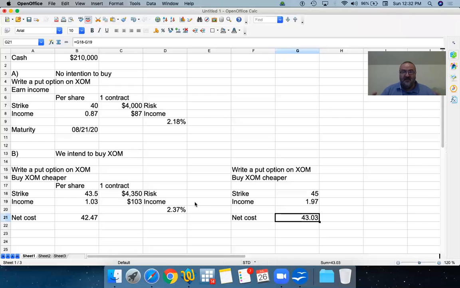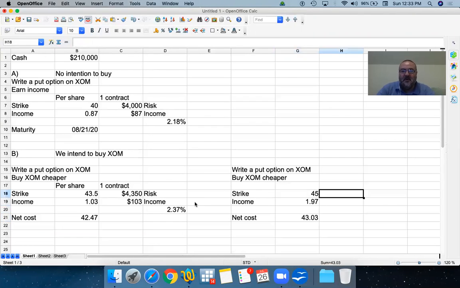So this is versus buying it Monday morning at 43.43, versus buying it Friday at closing at 45. However, we collected the $1.97 premium for writing the option, and therefore we buy it with option, and therefore our net cost is 43.03, which means Monday morning, instead of buying it straight out at 43.43, we end up buying it at 43.03, 40 cents cheaper.